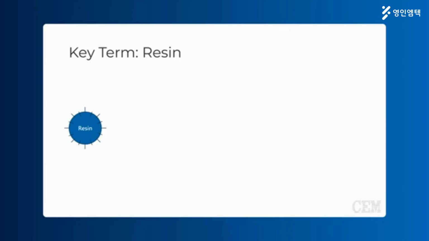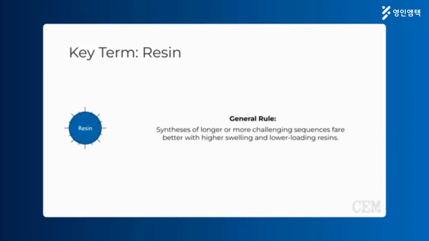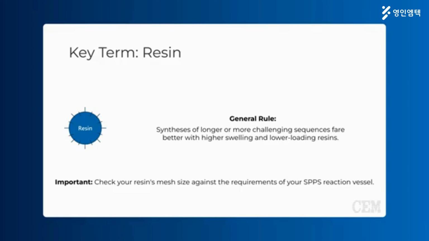For lengthier and/or bulkier sequences, a high-swelling and low-loading resin is always recommended. This information is disclosed by all commercial resin retailers. Please note that resin beads come in many sizes, with 100 to 200 mesh being most common. It is important to check resin mesh size compatibility with the manufacturer of your specific SPPS reaction vessels.